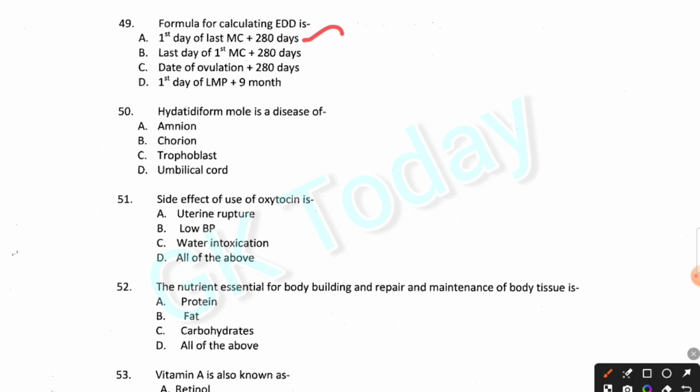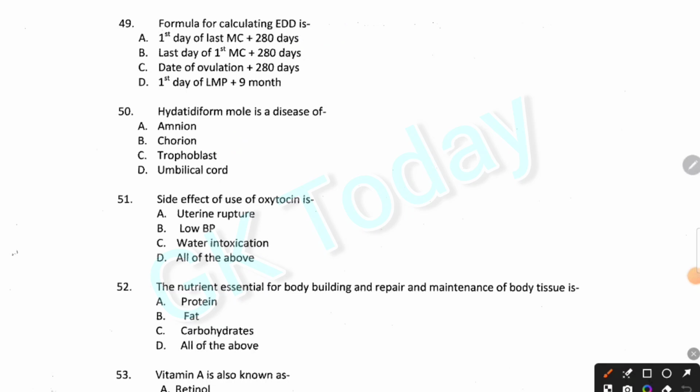Question number 50. Hydatiform mole is a disease of, correct answer is option B, chorion. Hydatiform mole is a disease of chorion.